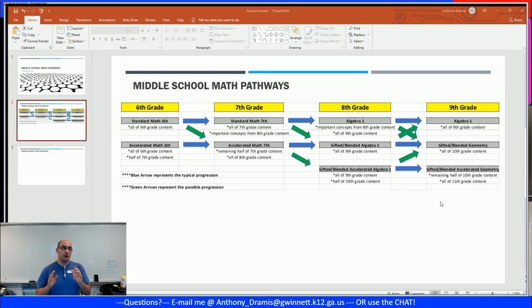Now, I've had parents in the past say, well, I don't really agree with your recommendation, Mr. Dramis. Can I override you? Absolutely. I'm not going to feel, and the teachers here at Hull are not going to be upset, if you override our recommendations. That's what they're for. They're just our recommendations about where we think your child should go. But you're their parent or guardian, right? You know them far better than we do. So if you want to make that override, you're certainly welcome to.